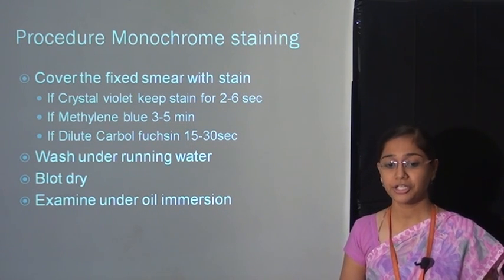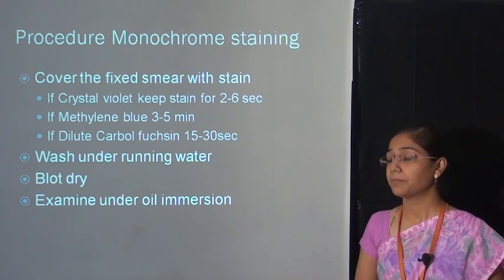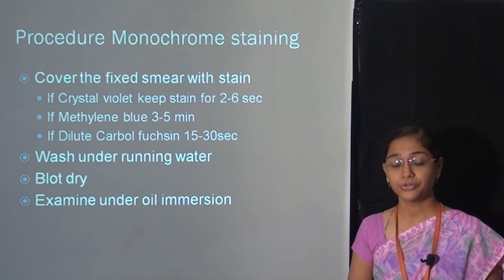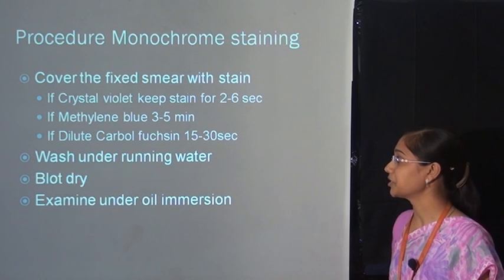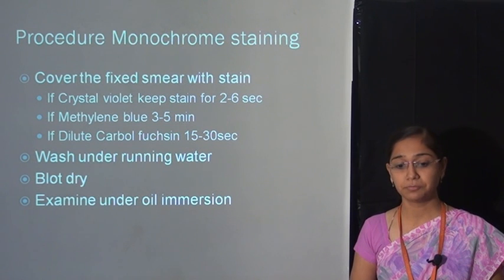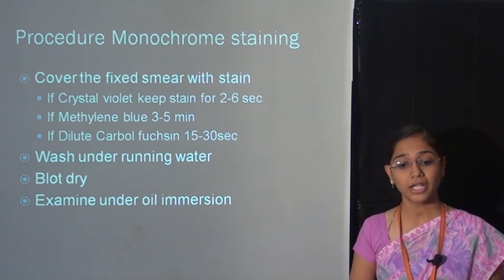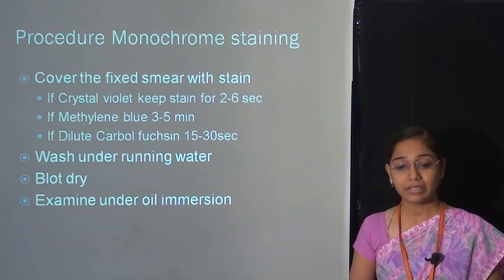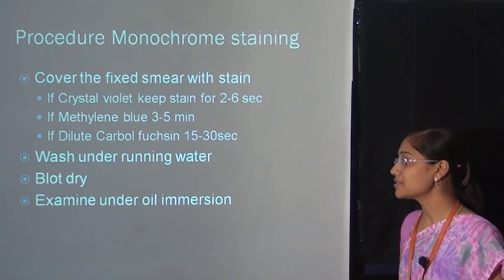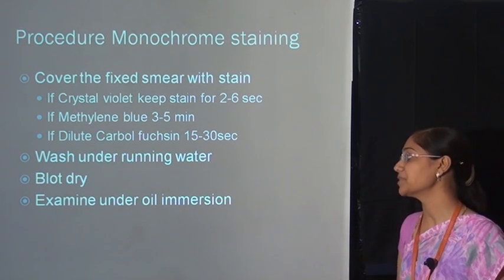Procedure of monochrome staining: first of all, take a clean slide, make a smear and cover the smear using crystal violet, methylene blue or dilute carbol fuchsin. If we apply crystal violet, keep the stain for 2 to 6 seconds. If we apply methylene blue, keep the stain 3 to 5 minutes, and for dilute carbol fuchsin, keep it for 15 to 30 seconds. Then wash the slide under running tap water, blow dry and examine under the oil immersion lens.